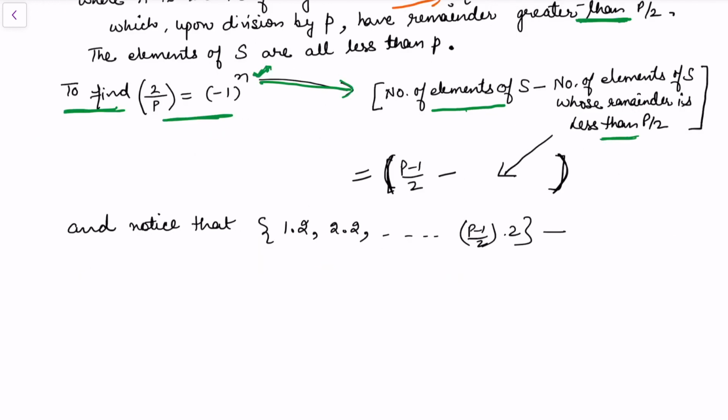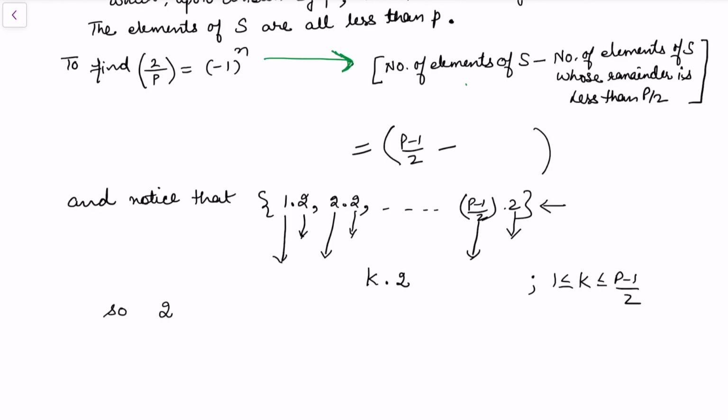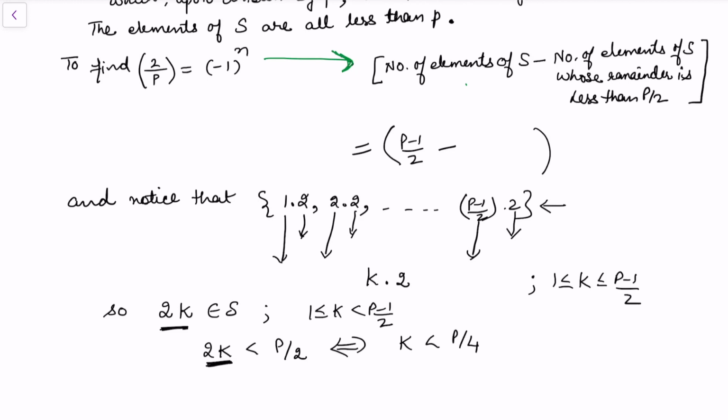Notice that this is a set that we have constructed. This set consists of the elements of the type 2k, where k lies between 1 and p minus 1 by 2. Now let's see which integers in the set have remainder less than p by 2. This means 2k is less than p by 2. If this quantity is less than p by 2, it will act as a remainder whose value is less than p by 2. This holds if and only if k is less than p by 4. That means from the total value p minus 1 by 2, I have to subtract the greatest integer of p by 4, because p is odd.